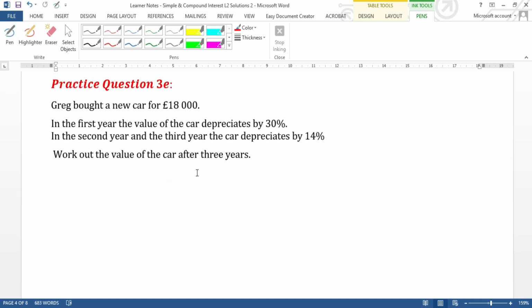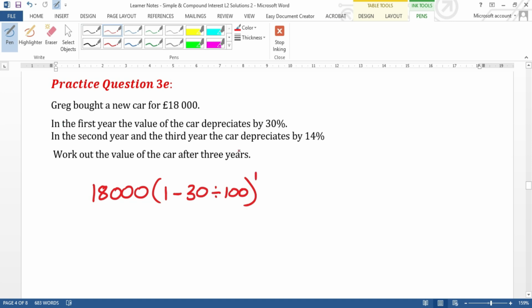Practice question 3E. Greg bought a new car for £18,000. In the first year, the value of the car depreciates by 30%. Second year and the third year, the car depreciates by 14%. Work out the value of the car after 3 years. Ooh. So again, I'm going to do it the really quick way. So 18,000, that's the initial amount. Open brackets. So in the first year, the car depreciates. So that's a 1 minus 30% out of 100. Close my brackets, and that's just for 1 year.